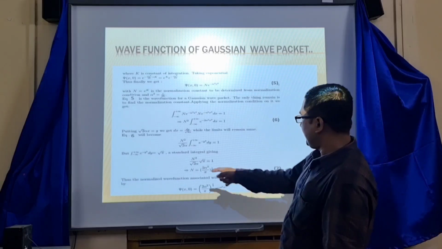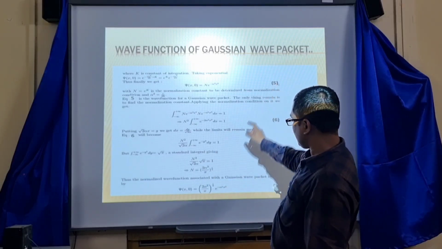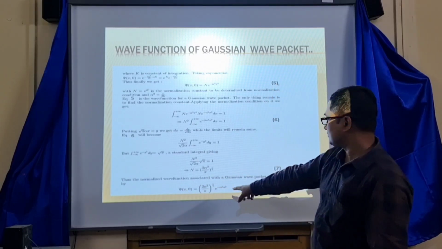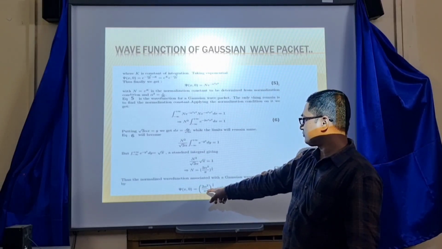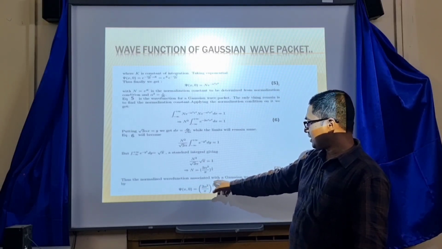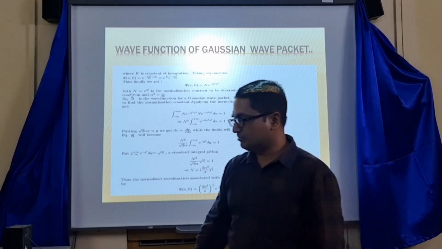So bringing the value of N from 7 back into equation 5, we will get the wave function. The wave function for a Gaussian wave packet is psi equal to alpha square by pi to the power half, e to the power minus alpha square x square.